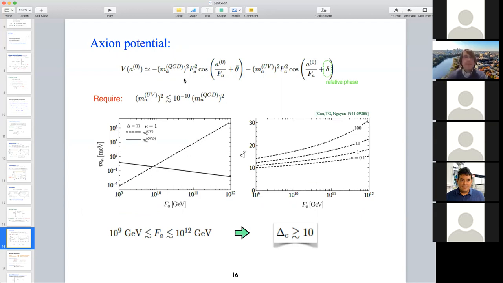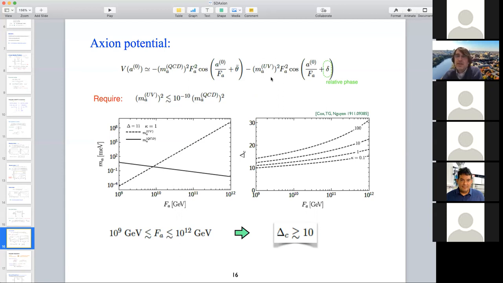So let me now come back to the axion potential. Here's the axion potential. The first term is just the usual QCD contribution. And notice that the axion here is a dynamical field. Its minimum would cancel the theta bar, because the minimum of the cosine would be when a cancels the theta bar, and that gives you the solution to the strong CP problem.